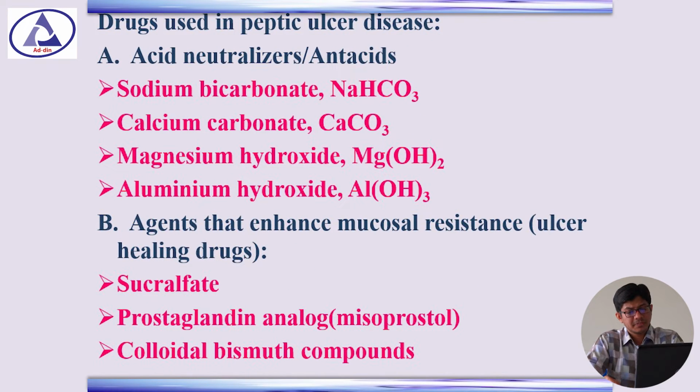Drugs used in peptic ulcer disease. Number 1, acid neutralizers or antacids. It includes sodium bicarbonate, calcium carbonate, magnesium hydroxide, aluminum hydroxide. Number 2, agents that enhance mucosal resistance or ulcer healing drugs include sucralfate, prostaglandin analog or misoprostol, and colloidal bismuth compounds.